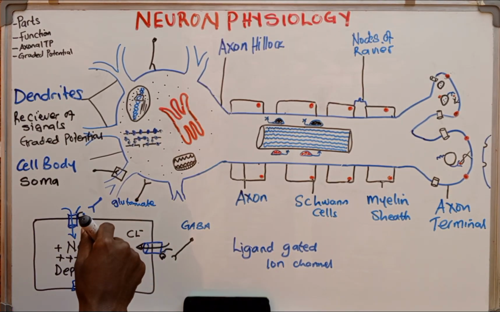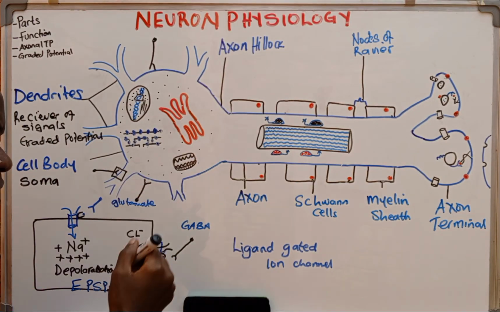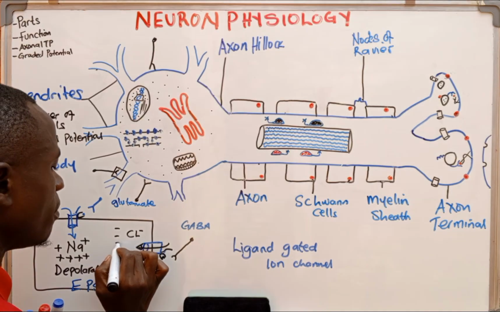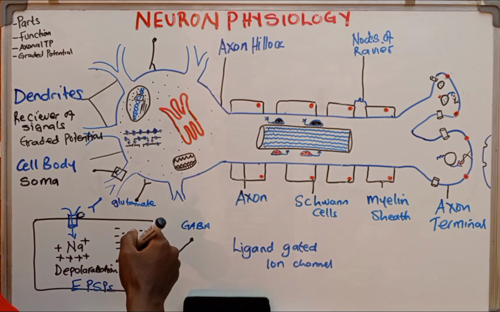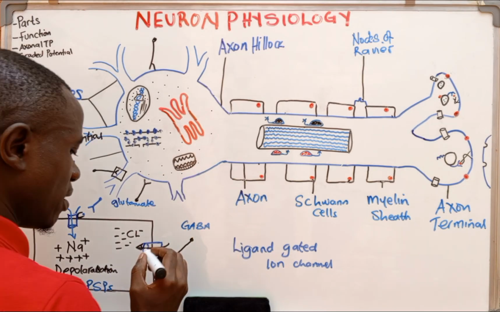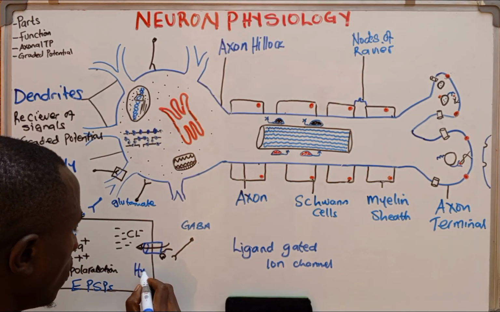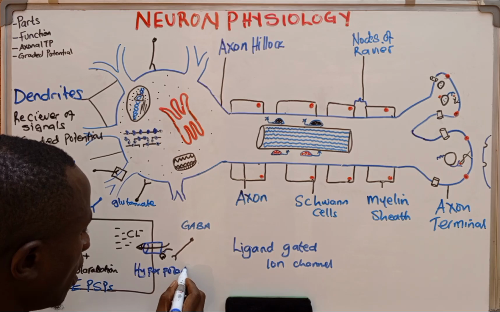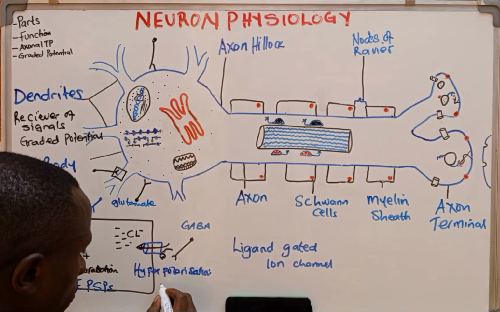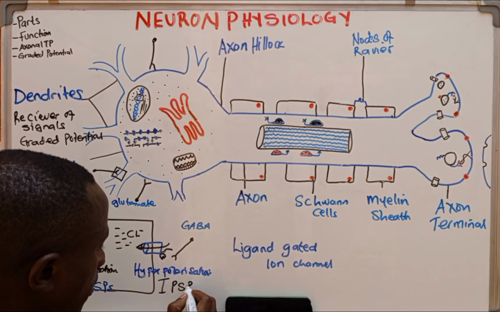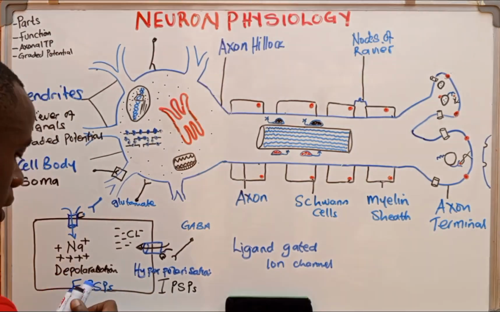But we know that the inside of this membrane already has high levels of negative ions. What does that mean? It means you're going to make this area become more and more negative. What do we call it whenever a cell membrane becomes even more negative? We call that hyperpolarization. And another good term we can use here is IPSPs. So now we say that inhibitory postsynaptic potentials are going to be generated.